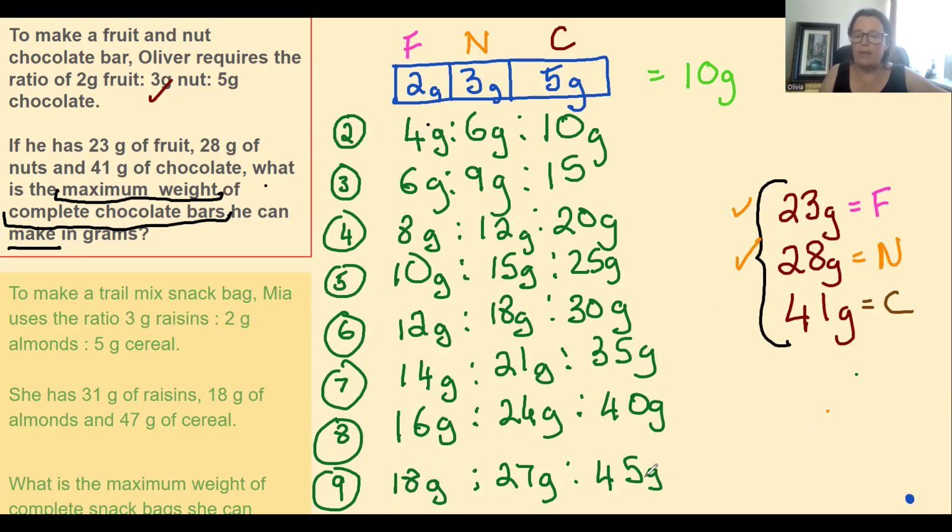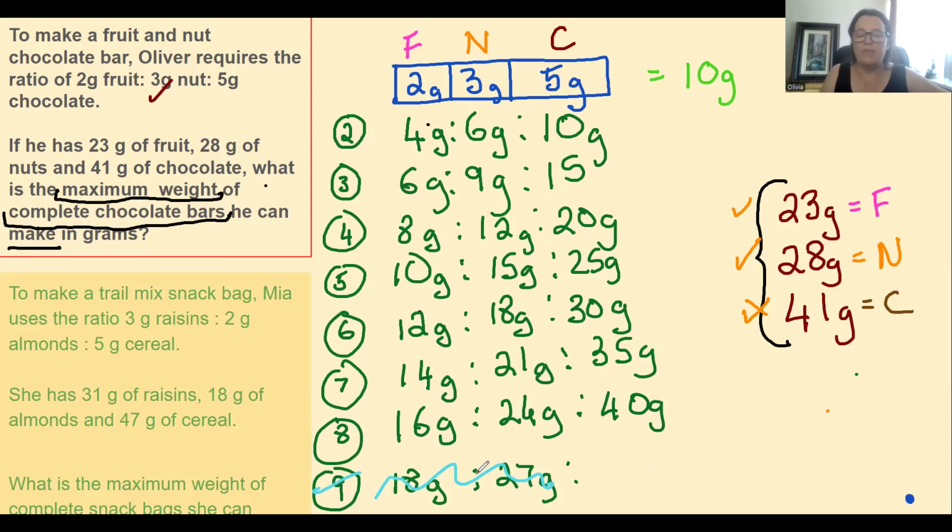Chocolate, though, we need 45 grams of chocolate to make 9 bars. And we've only 41. Well, Oliver has only 41 grams of chocolate. So that means he would not have enough chocolate to make 9 bars. So let's get rid of that.